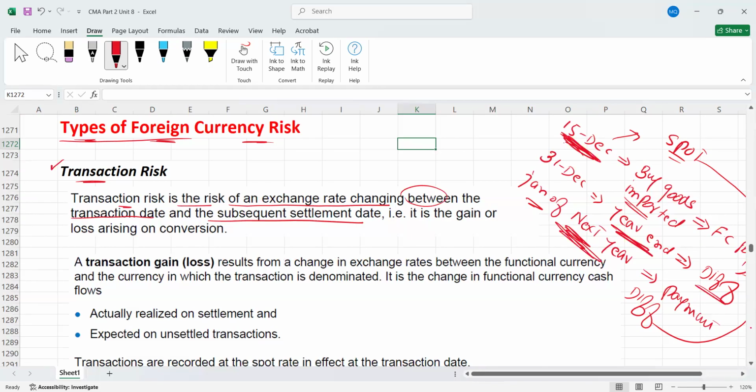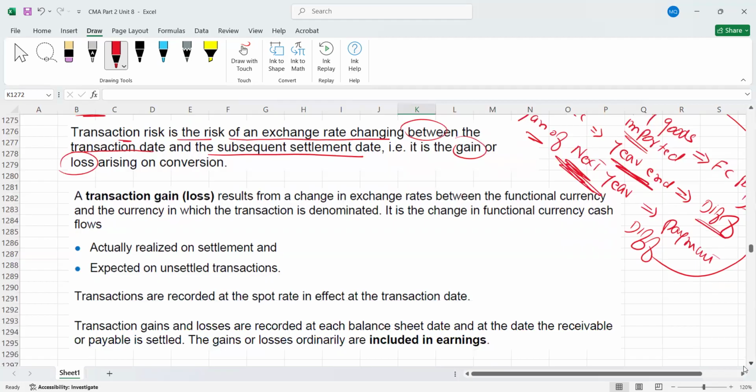Obviously it can give you either a gain or a loss due to the fluctuations in the exchange rate. Here you also need to remember this word I am going to explain. What is the gain or loss which is actually realized? That is called realized on settlement. And there is one more word.